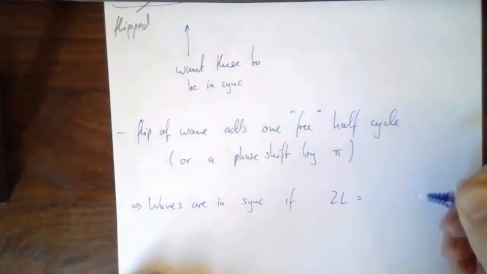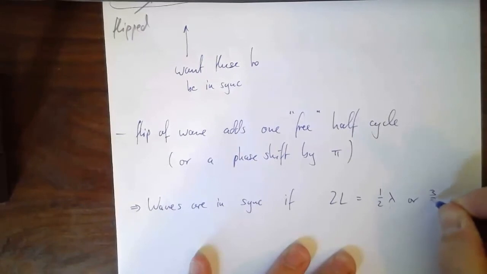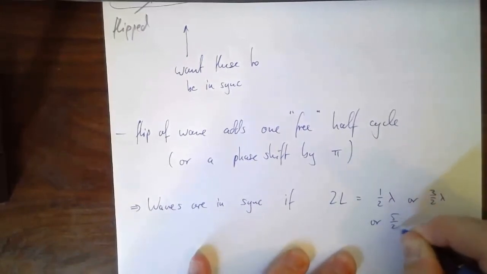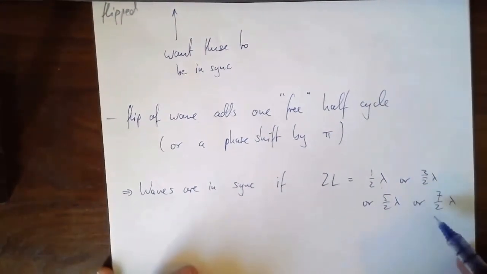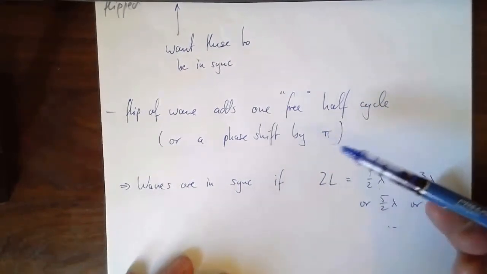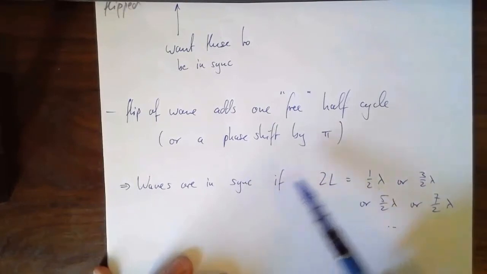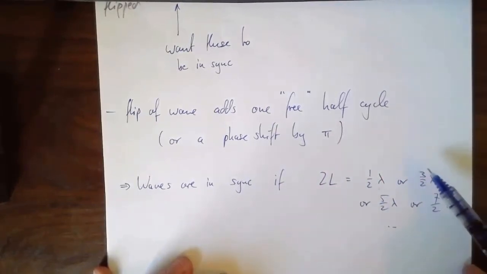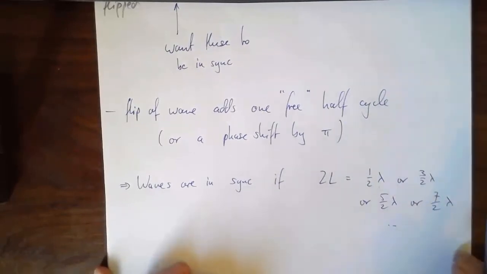if 2L is equal to half lambda or 3/2 lambda or 5/2 lambda or 7/2 lambda, right? Like half or 1.5 or 2.5 or 3.5, but not a whole number of wavelengths, because then the flip will mess the being in sync up. If I arrive with half a wavelength difference, then the flip's going to provide the other half. If I arrive with 3/2 wavelength, then I get back in sync by adding another half that happens due to that flip.